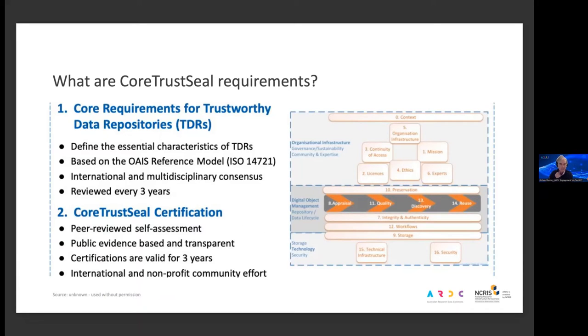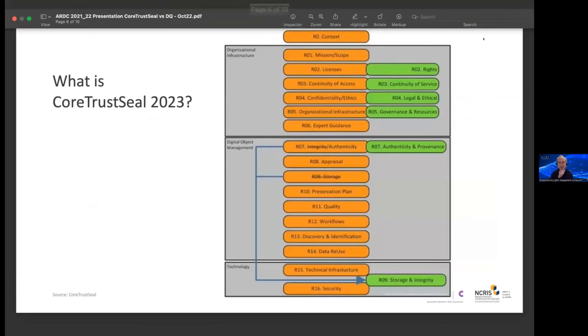A couple of other things here from the slide. The certifications are valid for 3 years once you certify. So Australian Data Archive is about to recommence the recertification process. And the other part of that is that CoreTrustSeal regularly reviews the requirements and changes them every 2 or 3 years. That's what the next slide is about.